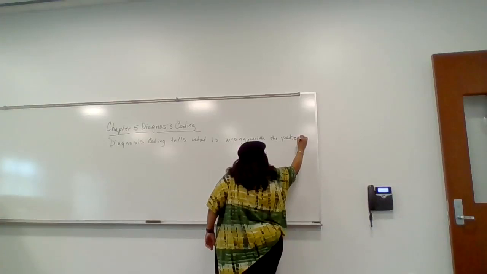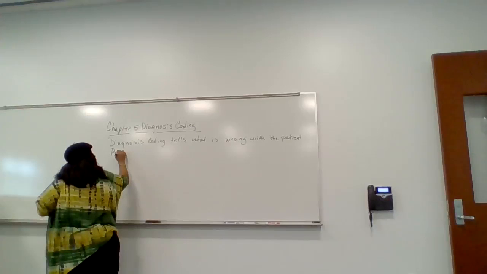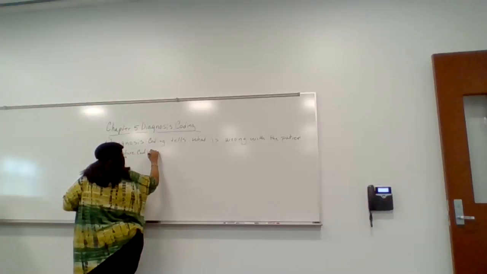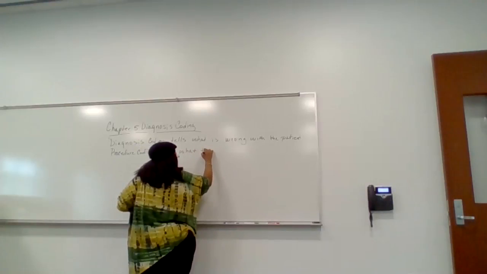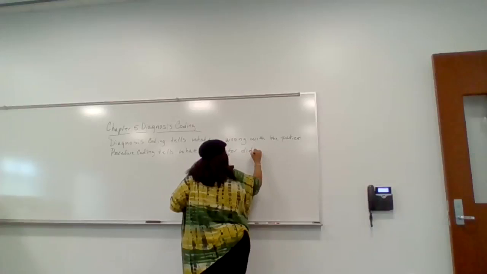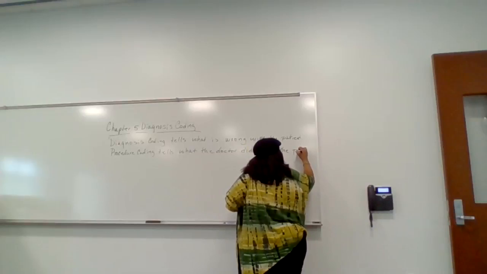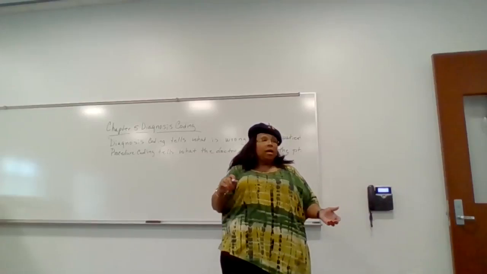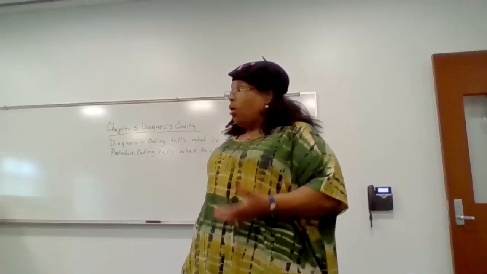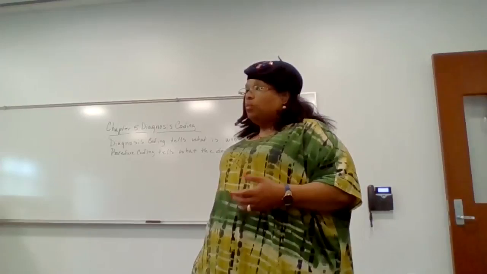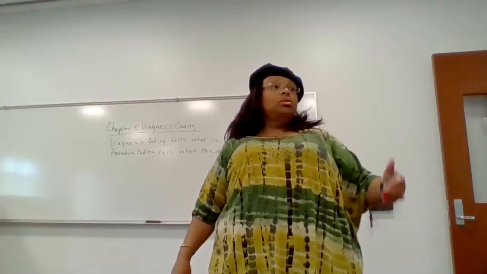And procedure coding tells what the doctor did about the patient. And we know PT is the abbreviation for patient. So there's a difference between the two. Diagnosis code tells what's wrong with the patient, what is the matter with the patient. DIA means what? Complete knowledge of knowing the diagnosis of the patient.